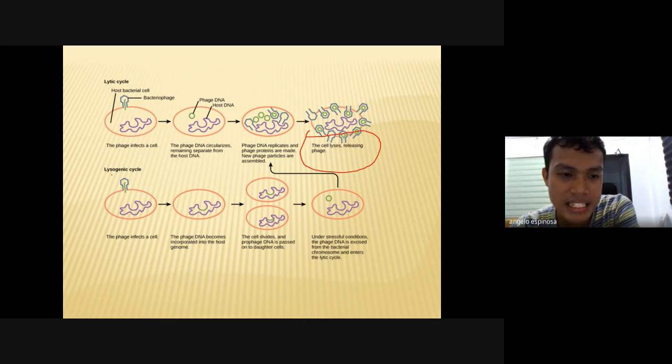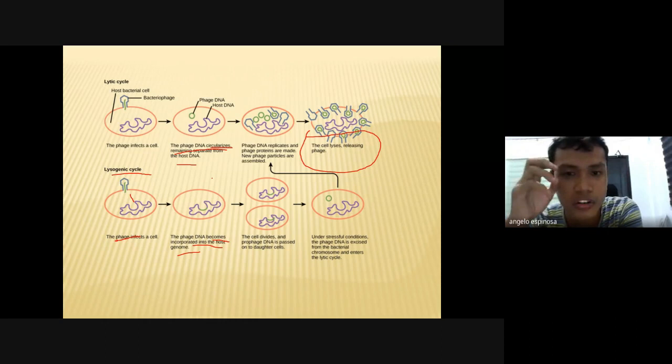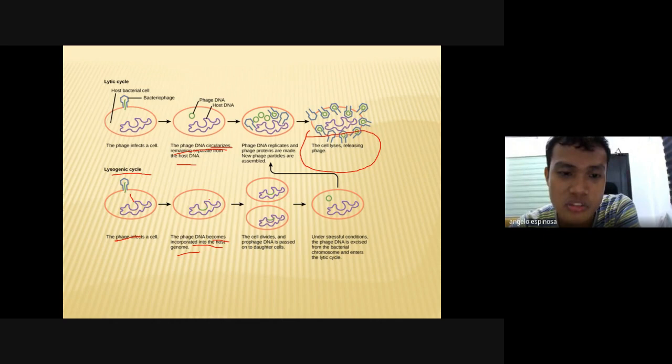Next, we have lysogenic cycle. Yung lysogenic cycle, ganun din ang process niya. The phage infects the cell and then the phage DNA becomes incorporated into the host genome. Kung dito, ang nangyayari is the DNA circularizes, remaining separate from the host DNA. So nagkakaroon ng unti-unting pagkuha ng DNA reactions or replications on the cell. Sumasama siya or na-incorporate niya yung sarili niya kasama doon sa DNA. Kumbaga, siya yung nagdi-disturb doon sa encoding ng DNA.